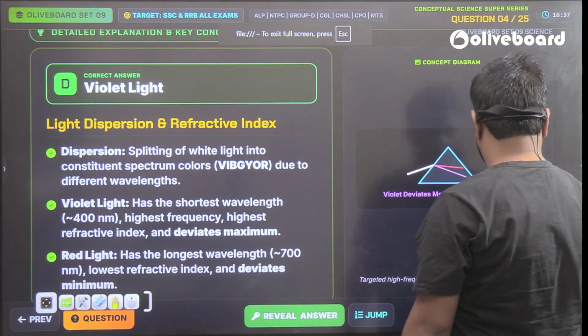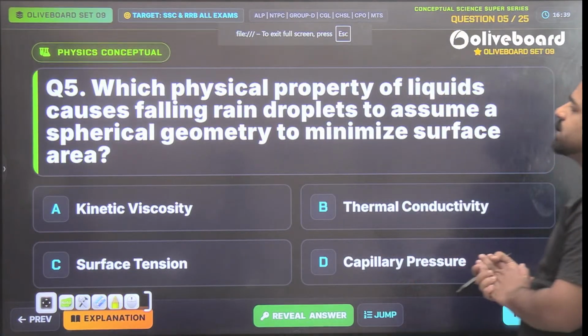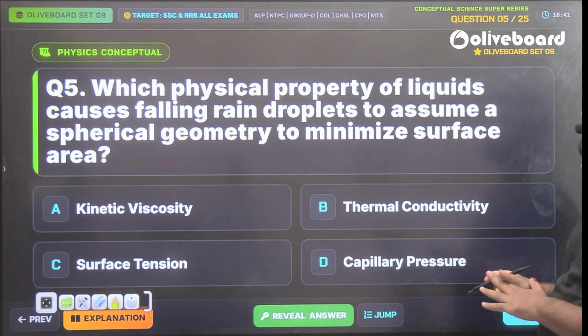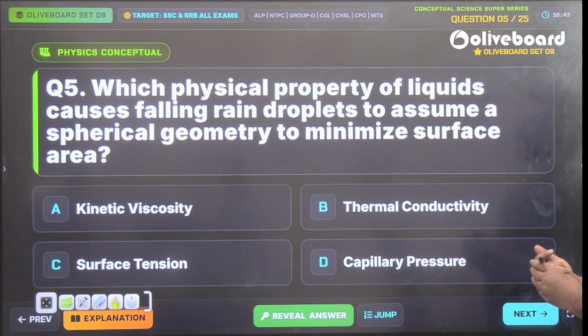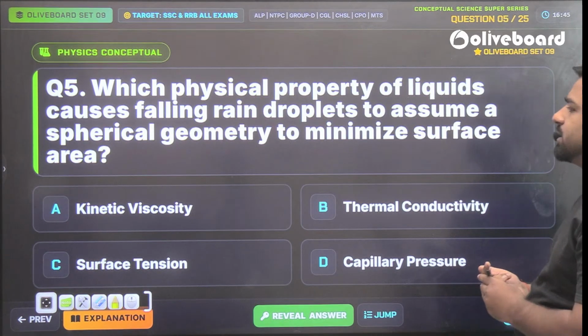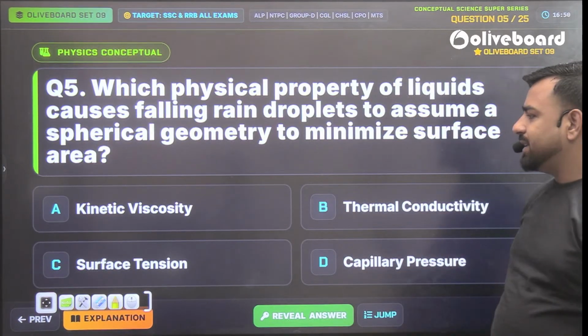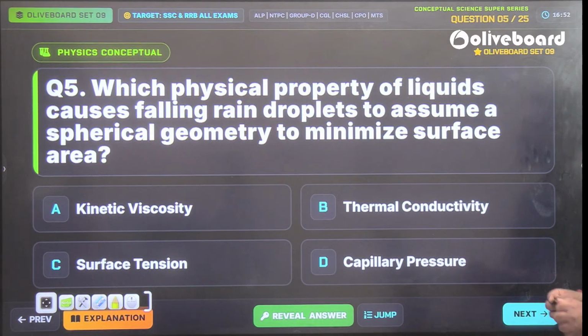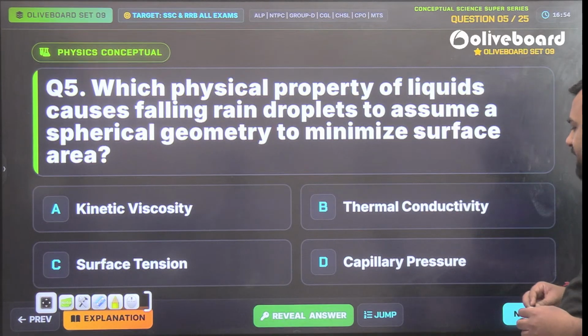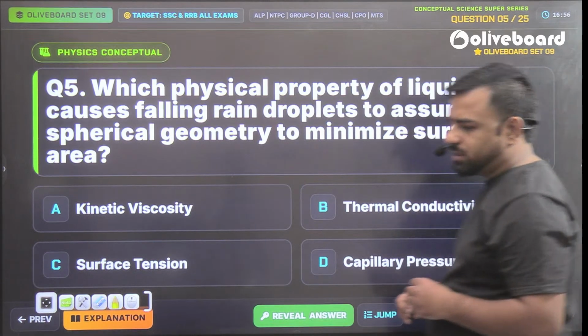Okay. So the next question is, which physical property of liquids causes falling raindrops to assume a spherical geometry to minimize the surface area? And this is one of the easiest questions. So is it kinematic viscosity? Is it thermal conductivity? Is it surface tension? Or is it capillary pressure? So you have four options here.